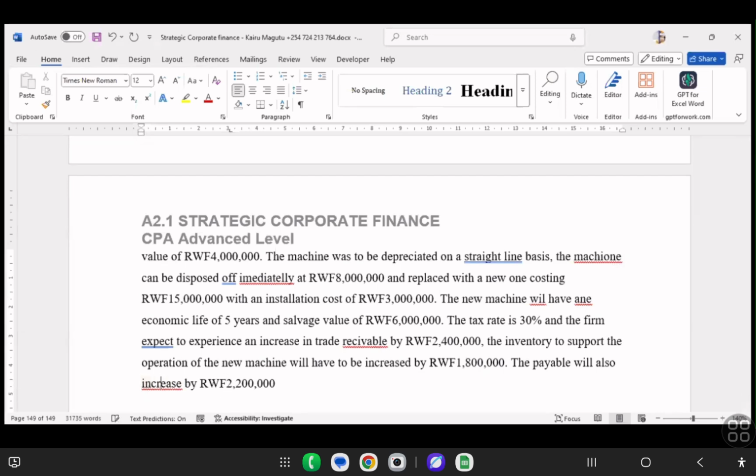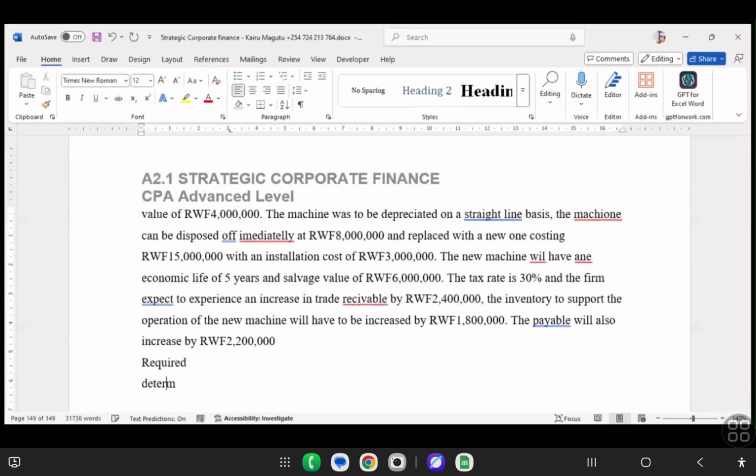Now look at that illustration. Required: determine the initial capital outlay. So let us read through the question together. I hope everyone can see my screen well. We try to look at this illustration because these are the things that you get in a question.